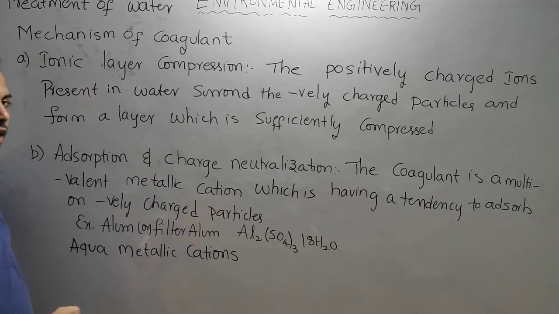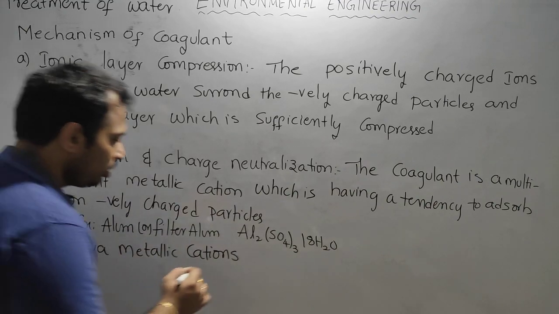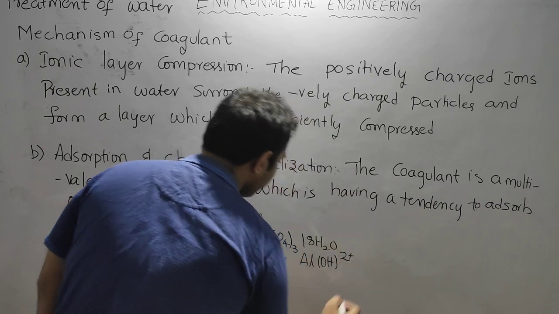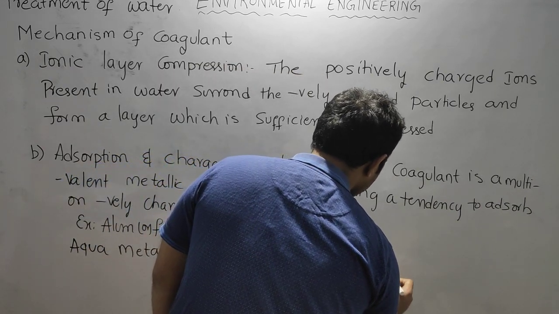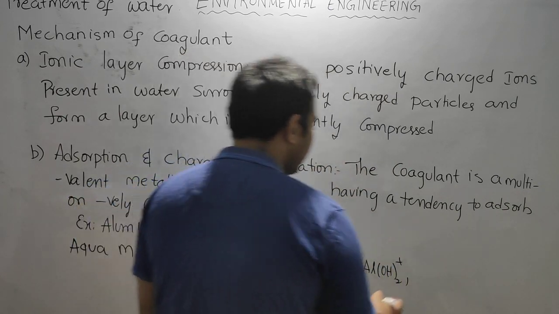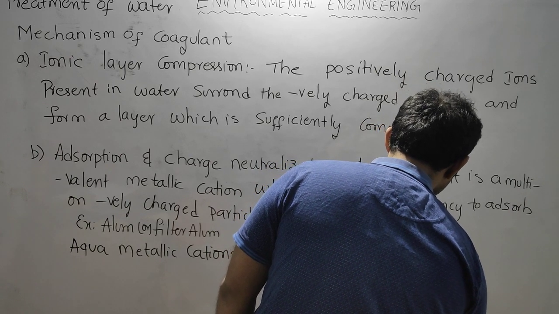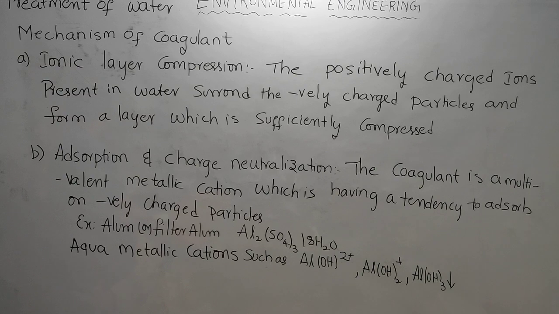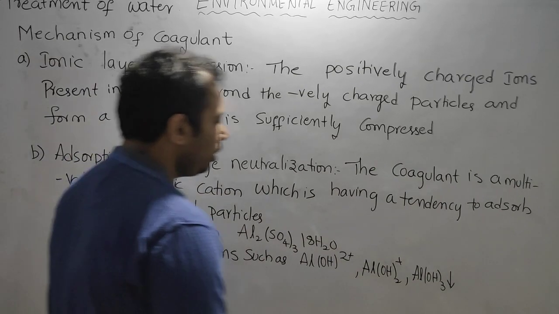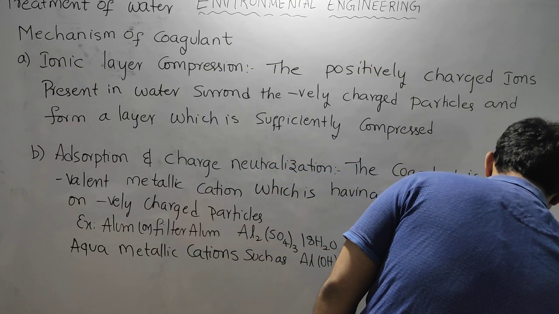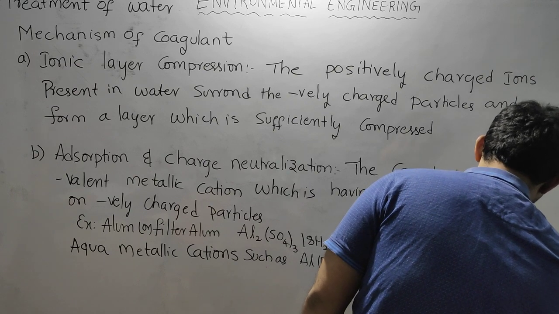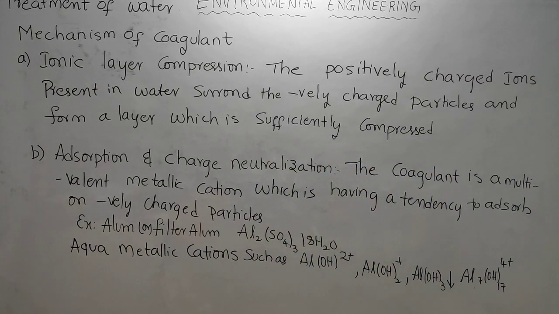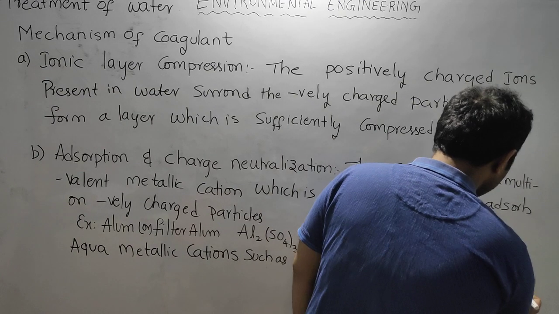Such as Al(OH)2+, Al(OH)2, Al(OH)3, which is a precipitate, and H+, and Al7(OH)17^4+, and H+ ion.